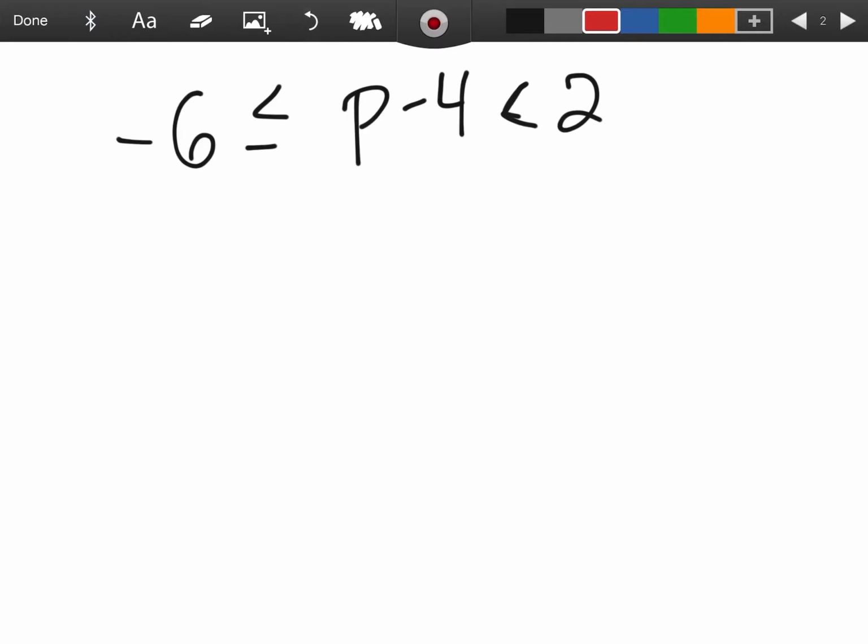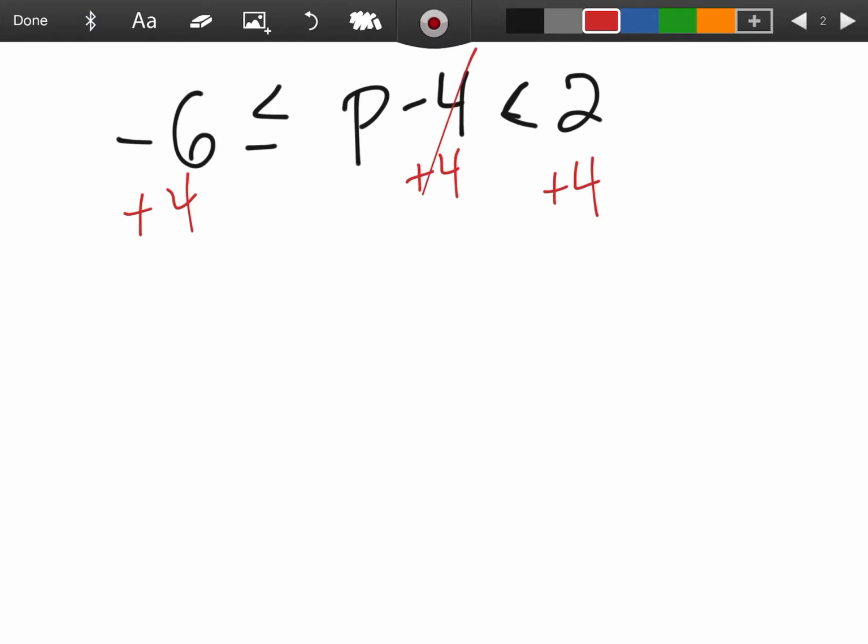I want to add 4, right? I want to isolate this variable p. So I'm going to add 4. Just like before, whatever I did to one side, I had to do to the other side. Here, whatever I do to the middle piece, or whatever I do to one piece, guess what? You need to do to all of them. So if I'm adding 4 to this middle piece here, I'm going to add 4 to the left piece and add 4 to the right piece.